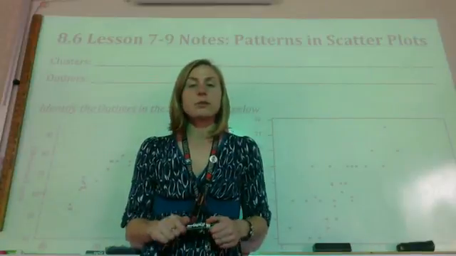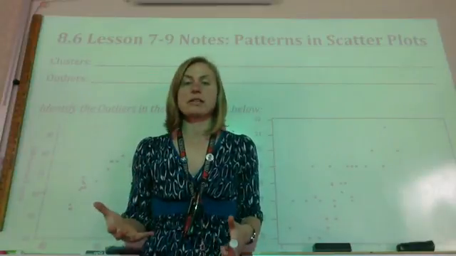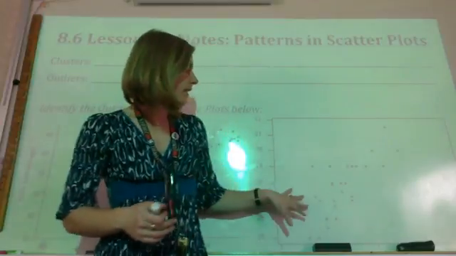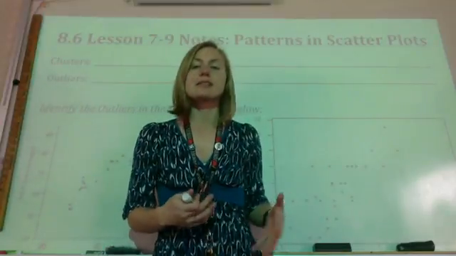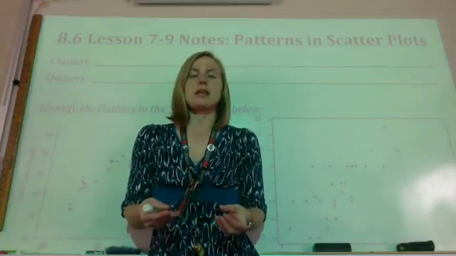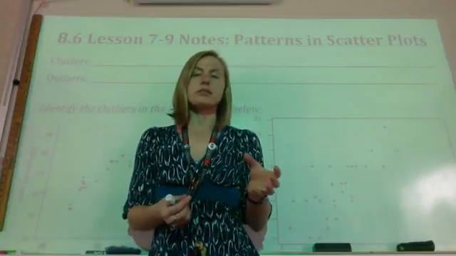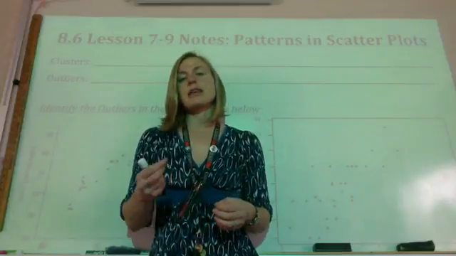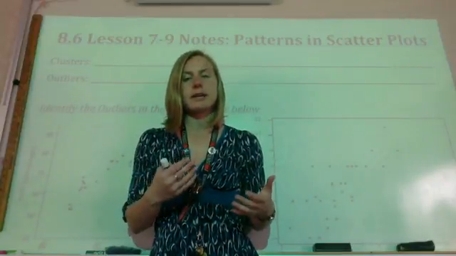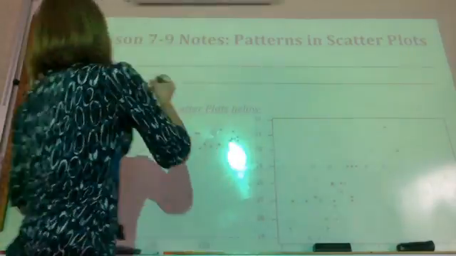In lessons 7 through 9, we're going to be talking about the kind of patterns that you can find in scatter plots. So remember that scatter plots are graphs like this, where you have a bunch of points scattered all over the place. There are two things that you can always see in a scatter plot. You can see clusters, which are groupings of points, and you can see outliers, which are ones that don't really go with the pattern. So let's start by getting down some formal definitions.